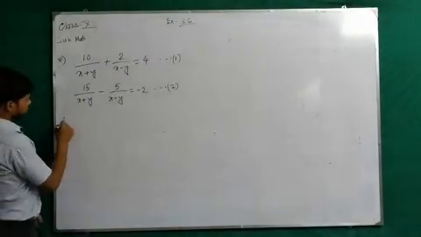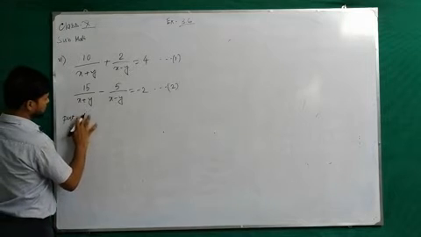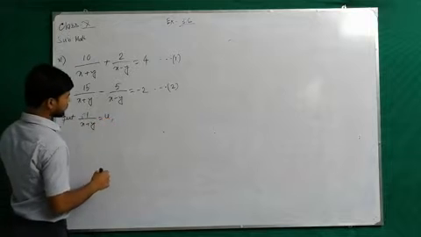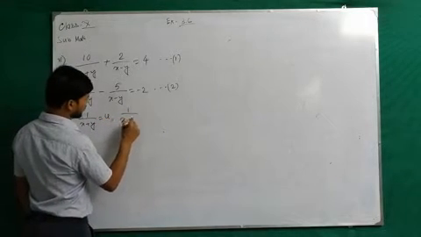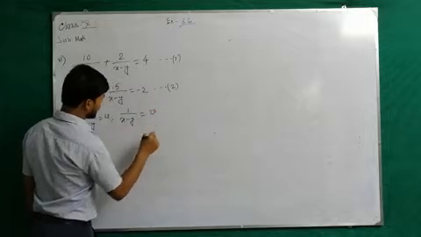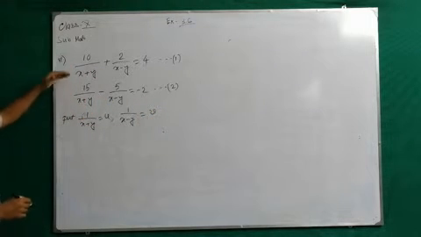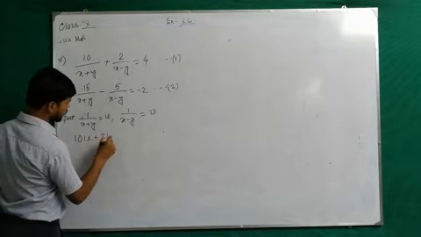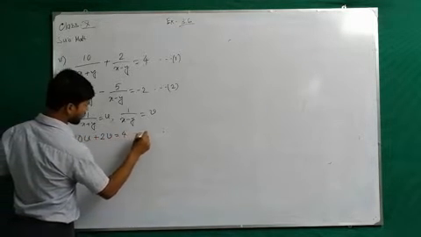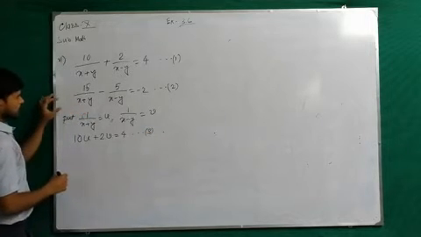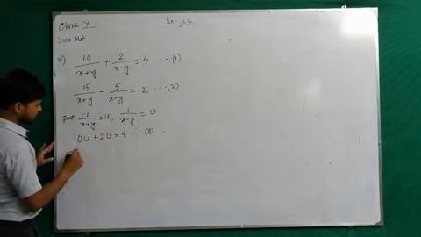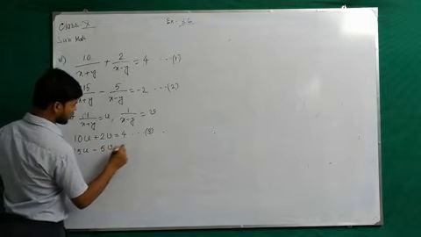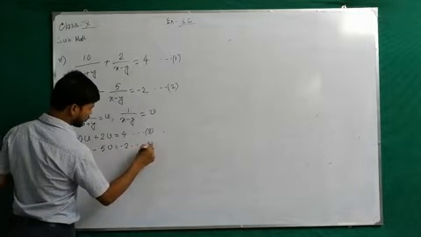Now here if you put 1 by x plus y as u and 1 by x minus y as v, then these two equations will be converted into 10u plus 2v is equal to 4, a third equation, and equation number 2 will convert into 15u minus 5v is equal to minus 2. This is our equation number 4.